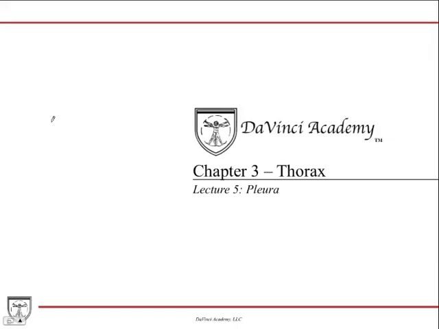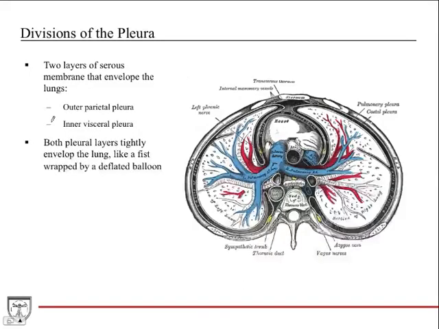All right, so in the fifth lecture here of the thorax, we're going to go over the pleura. So first, what is the pleura? The pleura is a double membrane, or two layers of a serous membrane, that envelop the lungs.